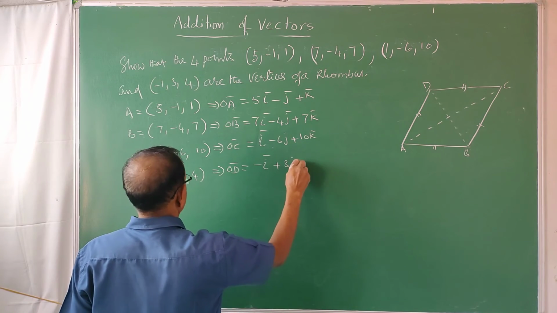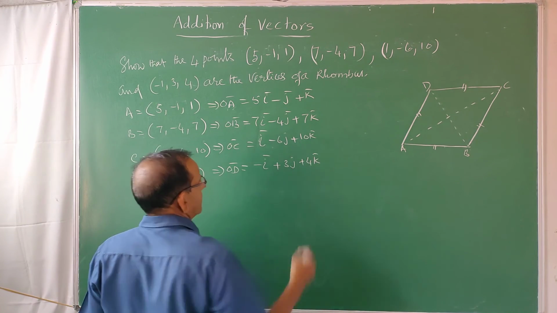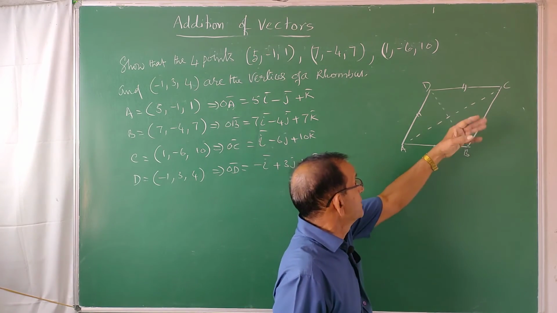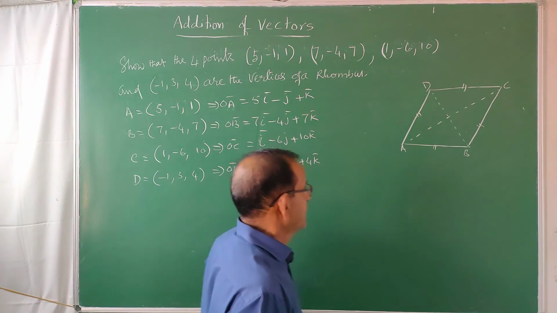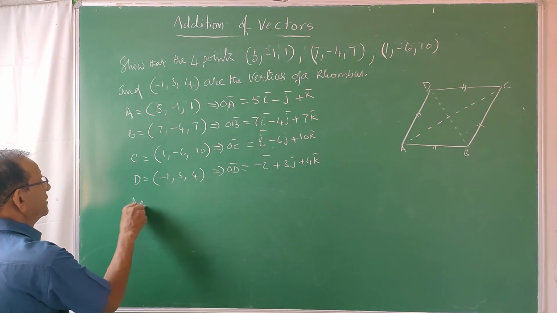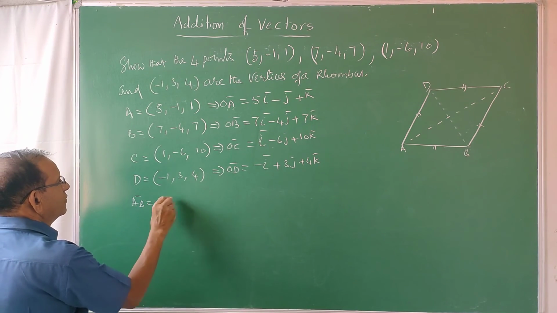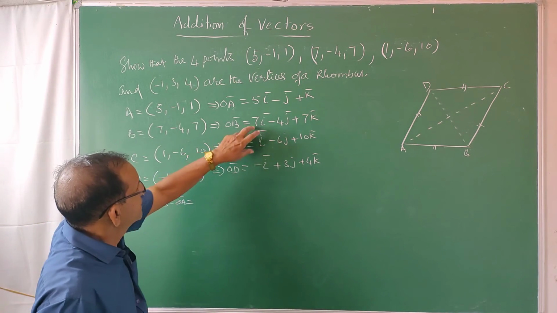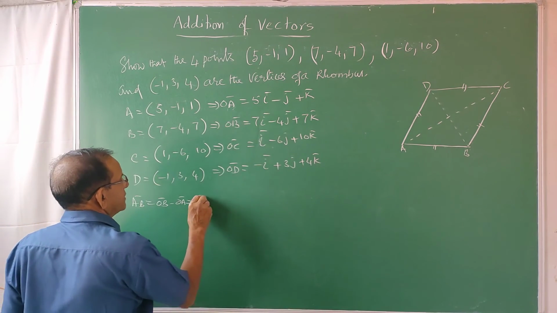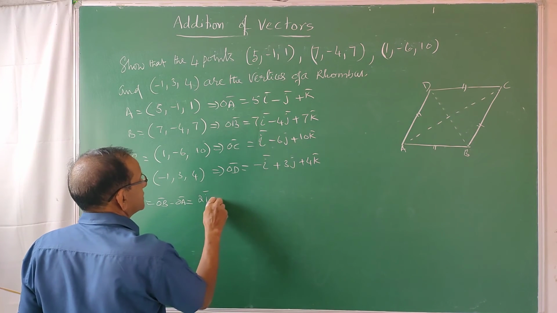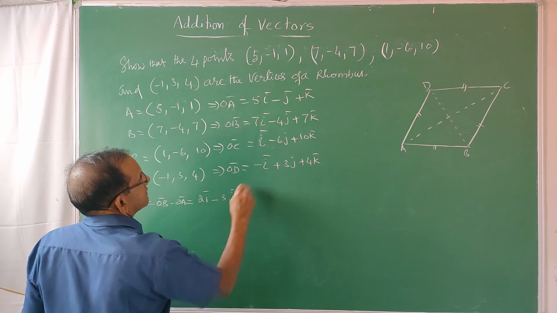Now, let us find out the vectors AB bar, BC bar, CD bar and DA bar. AB bar is OB minus OA. AB bar is equal to OB minus OA, second minus first. 7i minus 5i, 2i. Minus 4j plus j, that is minus 3j. 7k minus k, 6k.